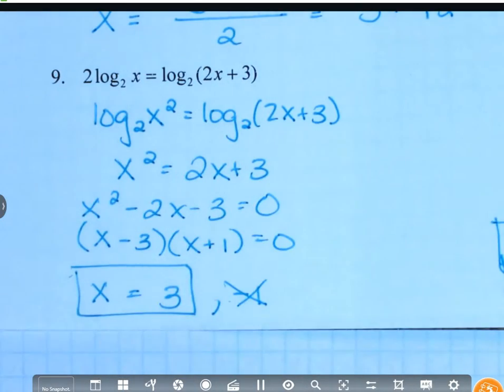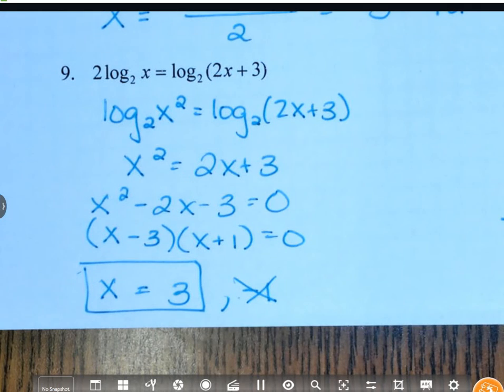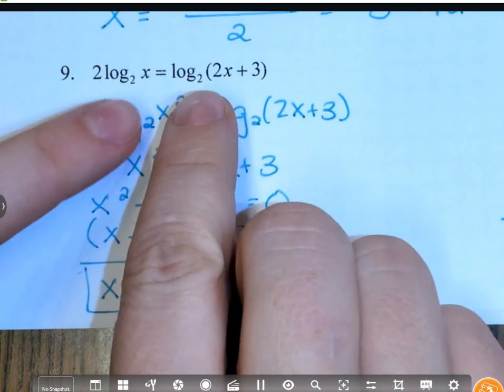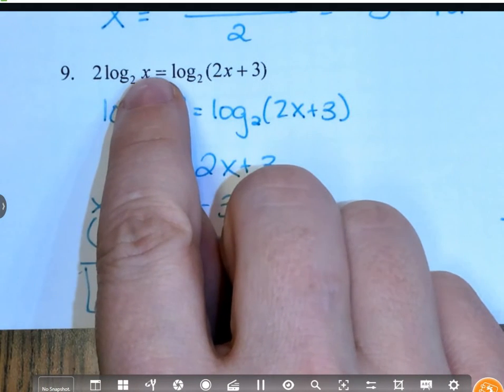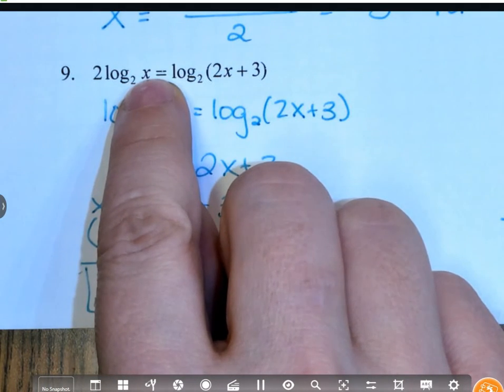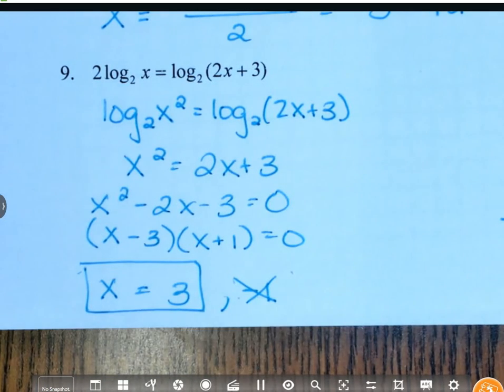All right, take a look at number 9. Take a look at number 9, folks. For this one, we had a log on each side of the equation. Yes, sir. Because we have to go back to the very original problem. And if I put a -1 in here, I can't take the log of a negative. Okay? No, good questions. It's okay.